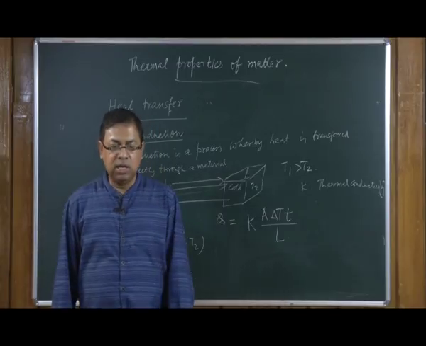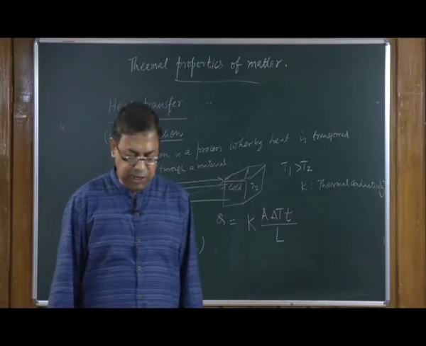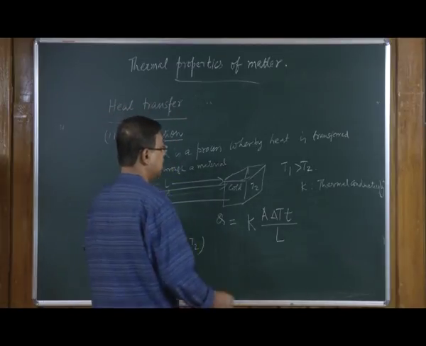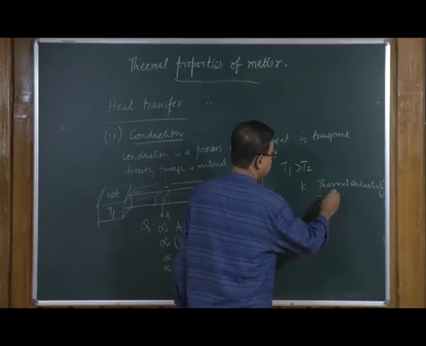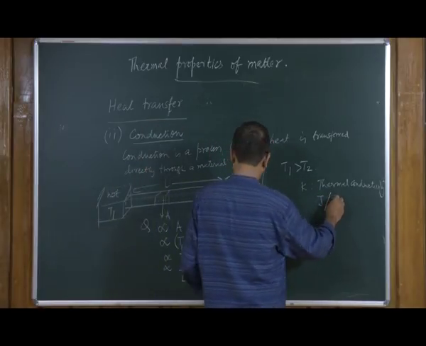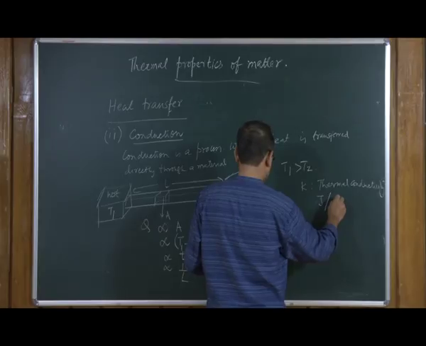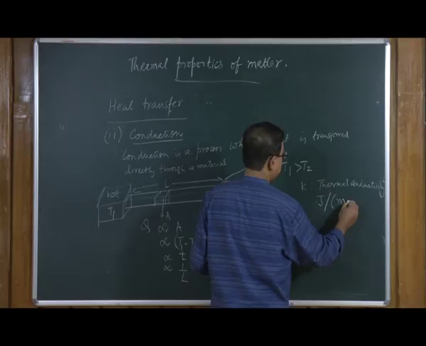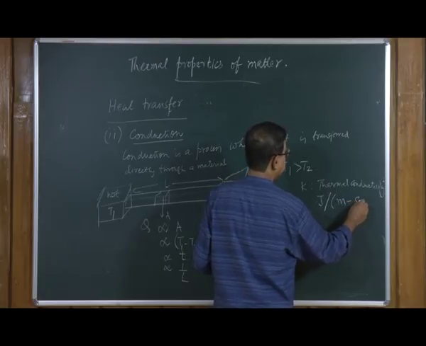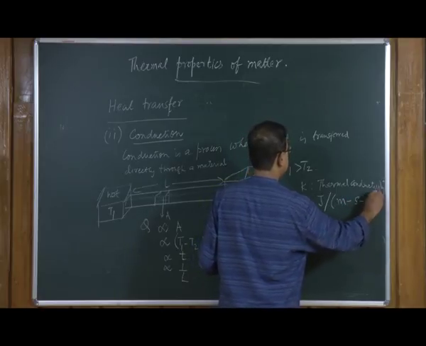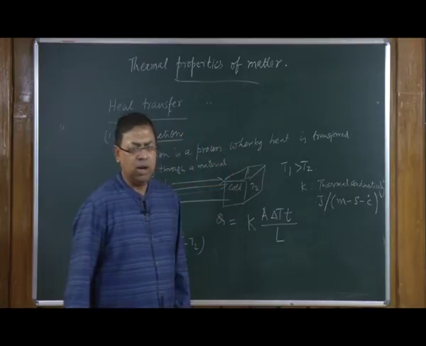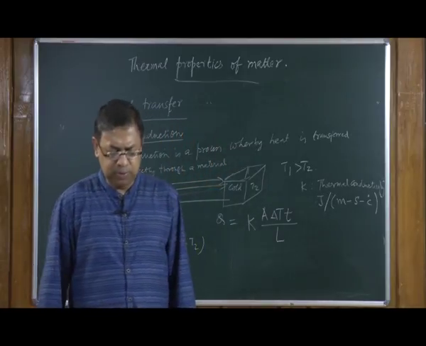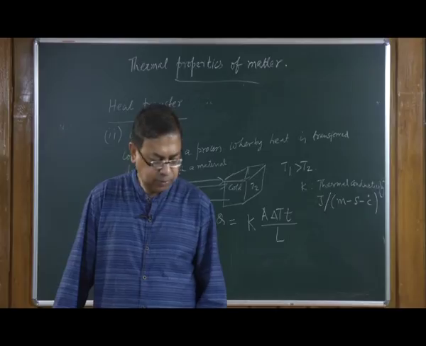So, K is called the thermal conductivity of the medium, and it is expressed in joule per meter per second per degree centigrade or Kelvin, depending on how you are expressing it there.